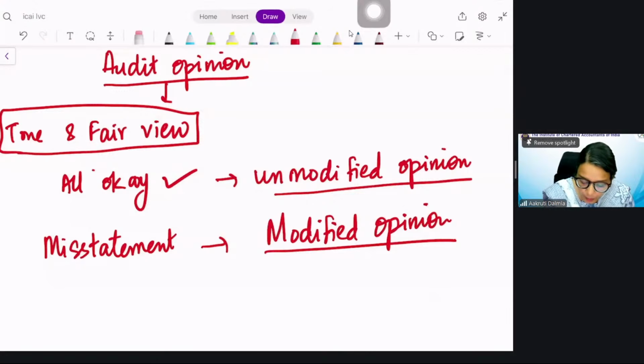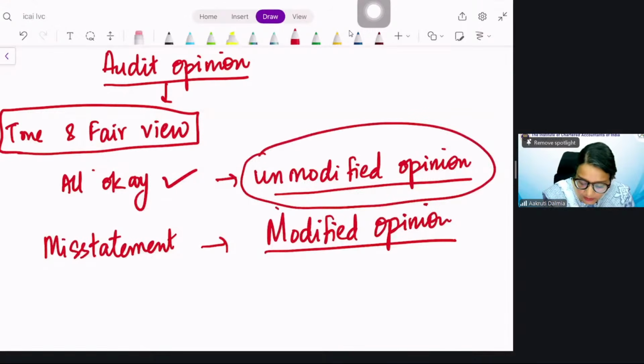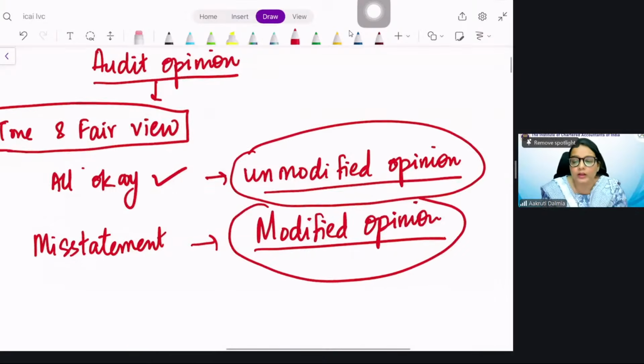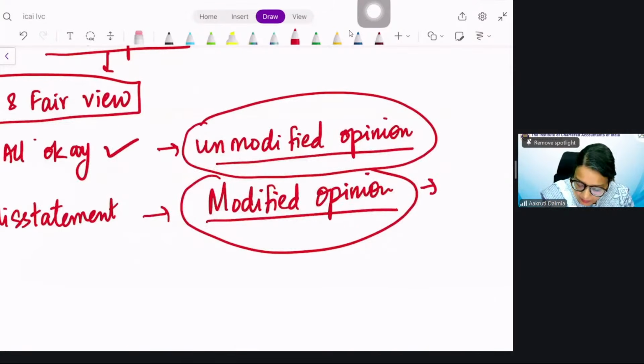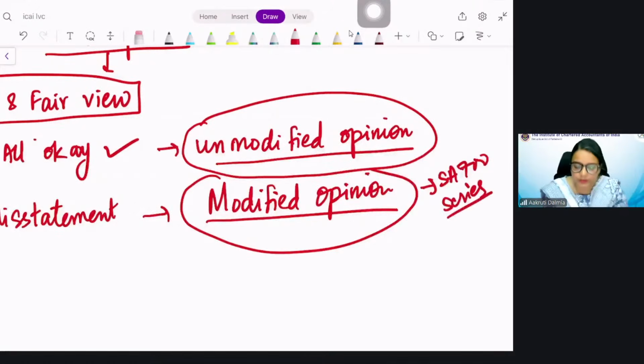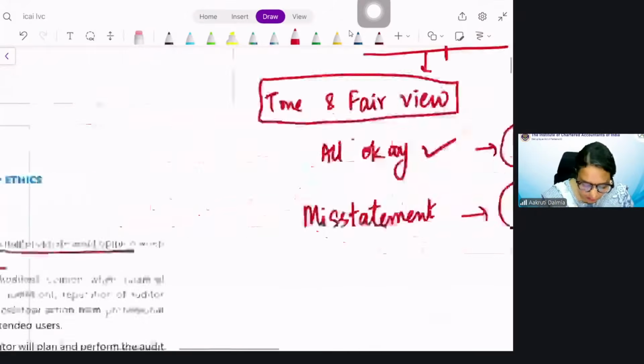In the chapter, you might see these words. Don't get worried about it. This will come later when we study the SA 700 series. We will study this in detail, but right now just know these words. So now come back to the book.